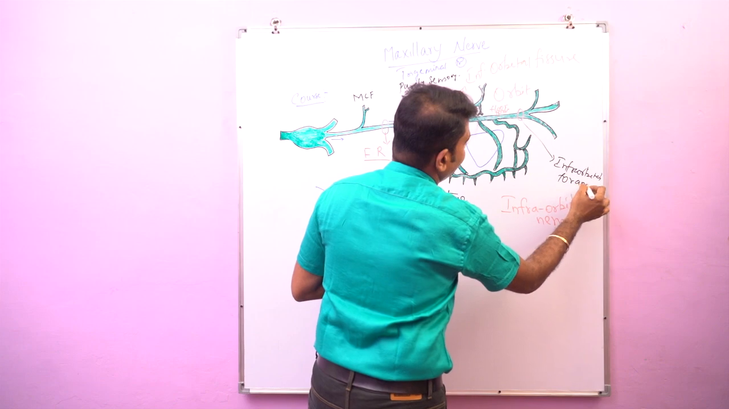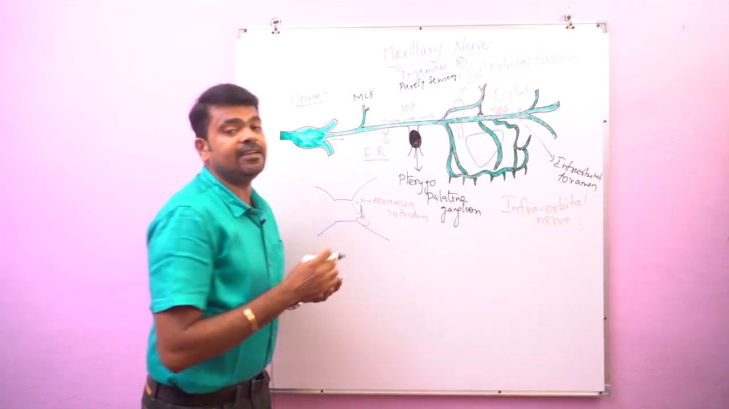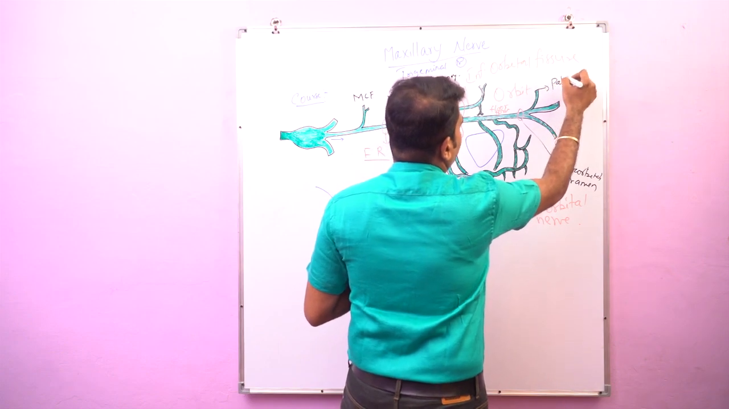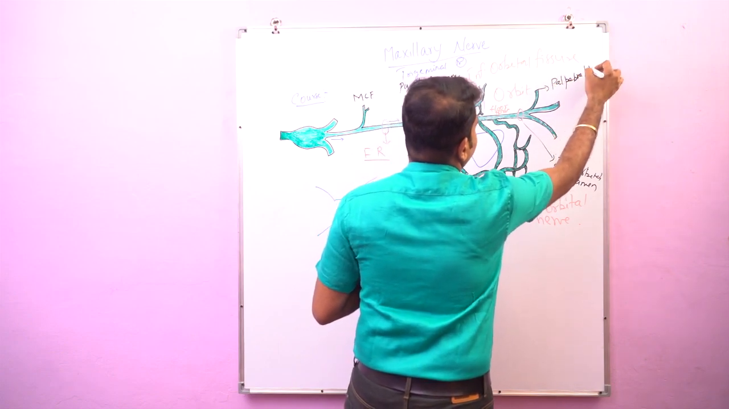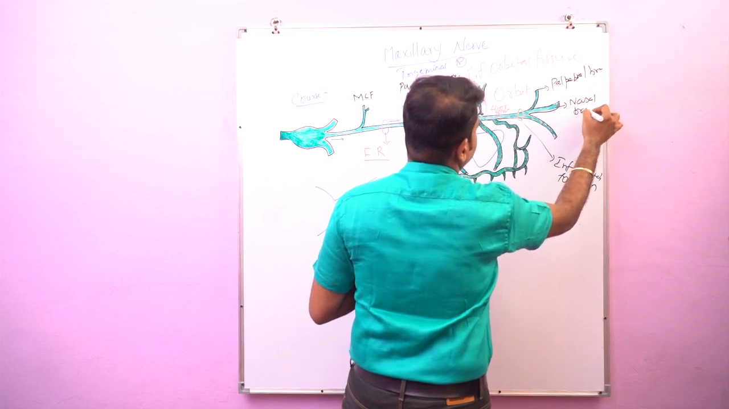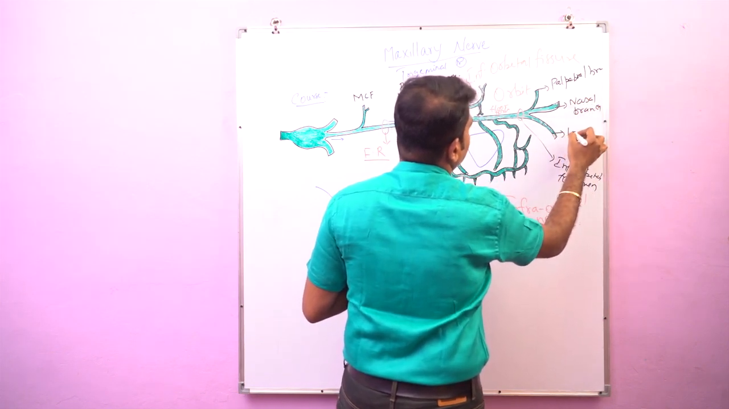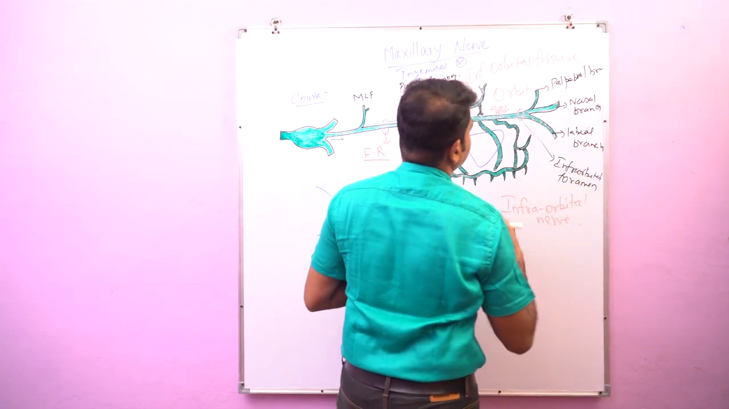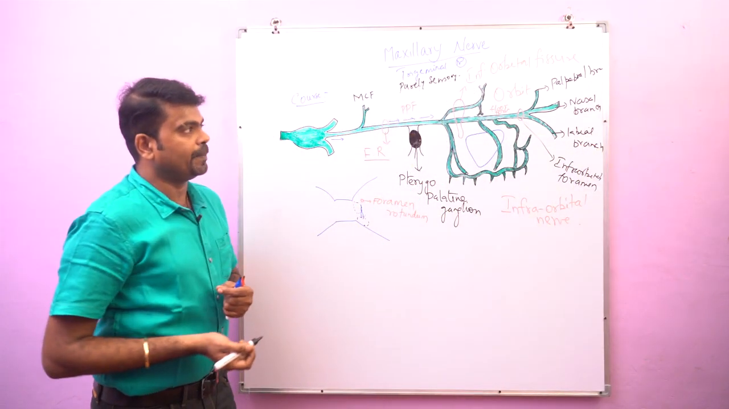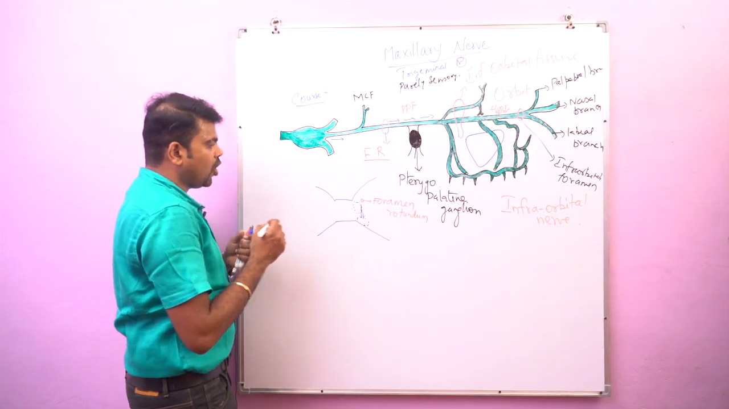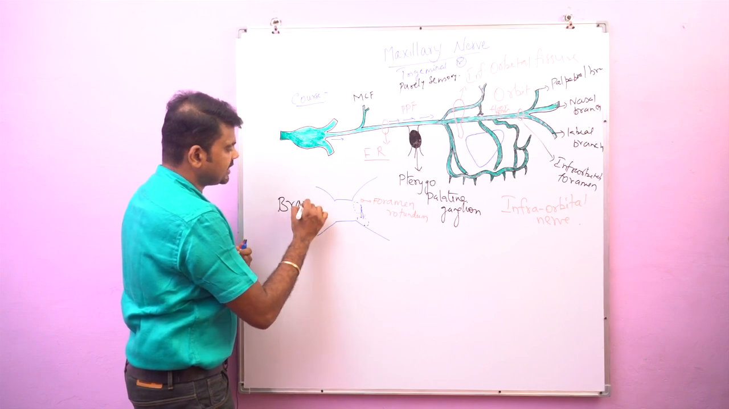Once it emerges from the infraorbital foramen, it gives three terminal branches. Number one, the palpebral branch. Number two, the nasal branch. Number three, the labial branch. These are the three terminal branches which arise from the infraorbital nerve. Now let's see the branches of the maxillary nerve.